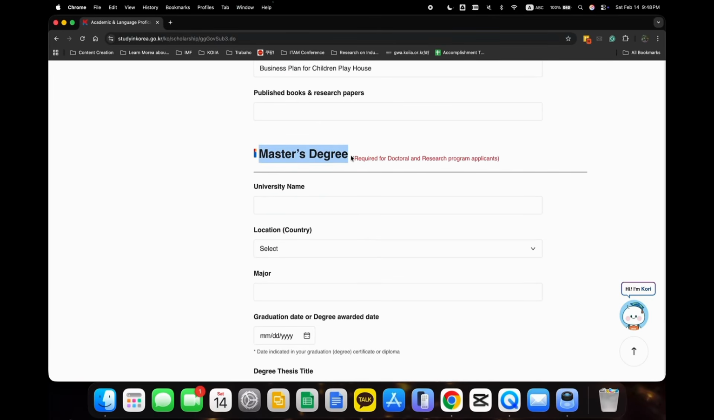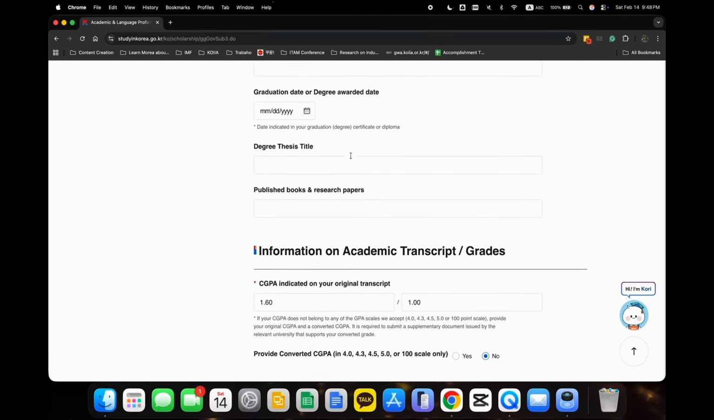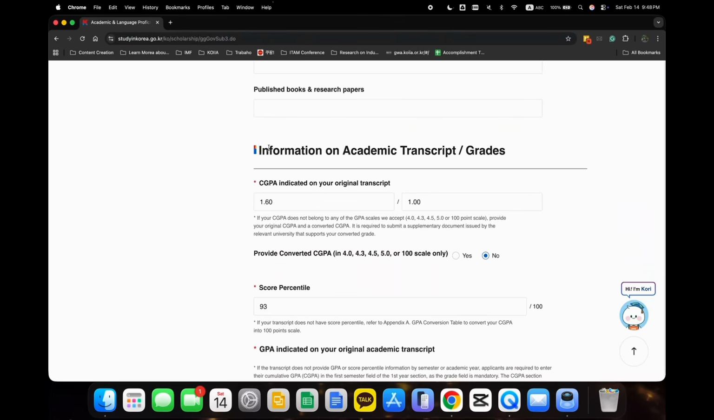If you're applying for PhD, you need to complete the master's degree requirements, and for postdoc, you have to apply and complete the degree requirement. Now, information on academic transcript. One of the challenging parts.